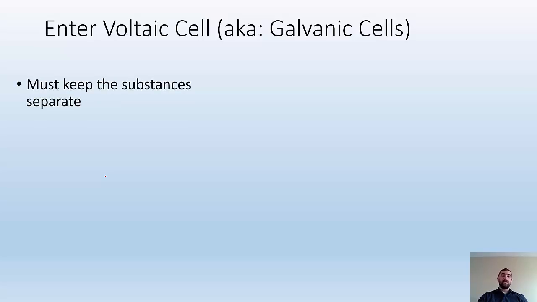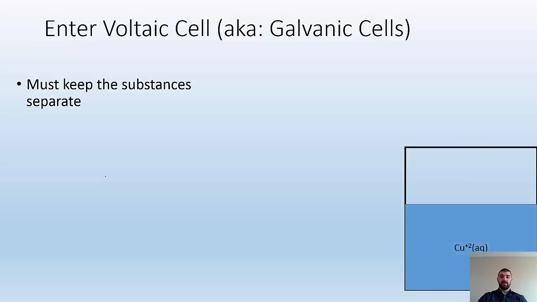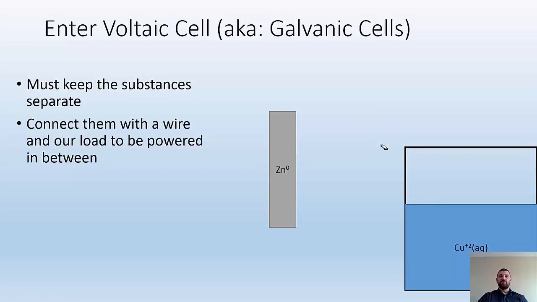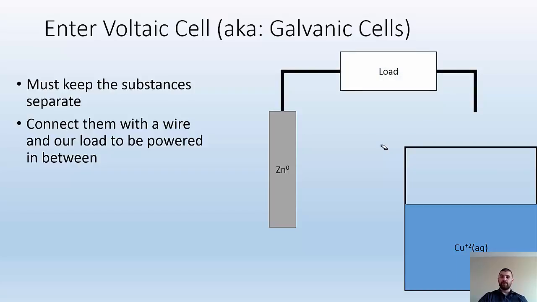So the first thing we got to do is keep the two substances separate. I got my copper ions and I got my zinc electrode. I'm going to keep them separate. I'm not going to put the zinc directly in it, because the electrons would transfer right there, and that's not what I want. Now we got to connect them with a wire and our load, which is powered in between. Our load could be our mobile phones, it could be another reaction, whatever we need the power for. The load is just whatever is using up the power, right?